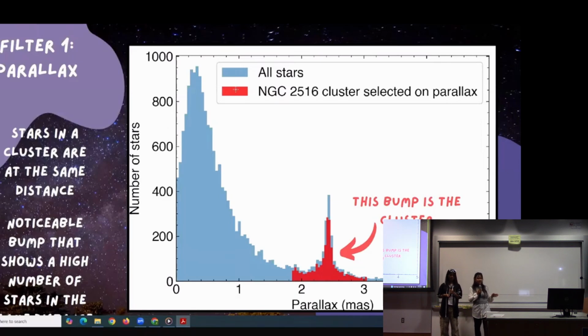Now, our first filter is parallax. What is parallax? Parallax is basically the distance of the stars. In this graph right here, we have the x-axis as parallax in milliarcseconds, and the y-axis as the number of stars. The blue bars are all of the stars outside of our cluster, and the red bars are basically our cluster of stars, as you can see in the red.